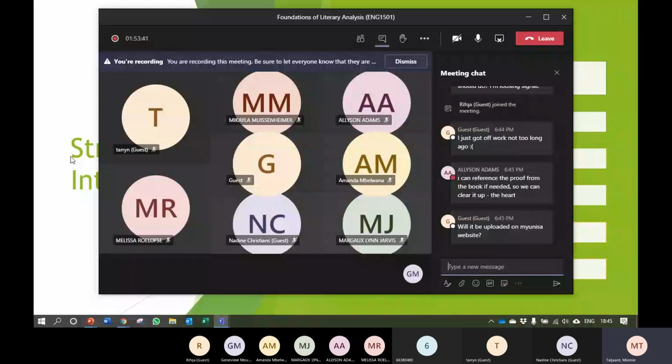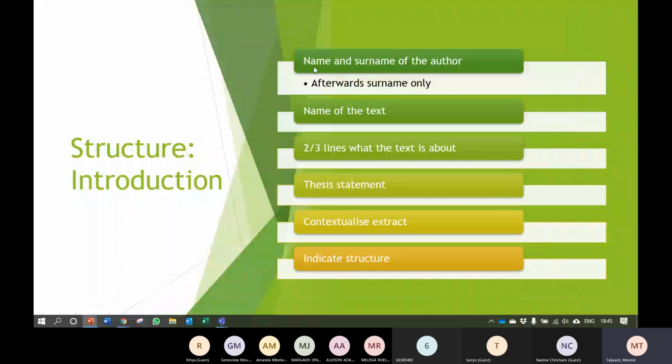Now, ladies and gentlemen, check your introduction. You must have the name and surname of the author, and if you refer to the author again, I would advise you, when we look at the conclusion, we'll have a look at the conclusion on the 19th of October, you have the surname only. You must have the name of the text and 2 or 3 lines on what the text is about.